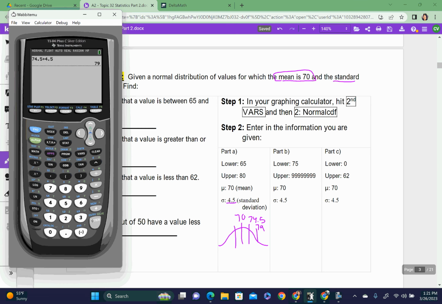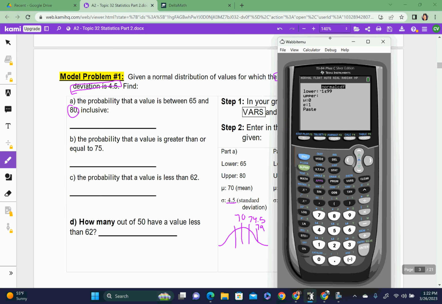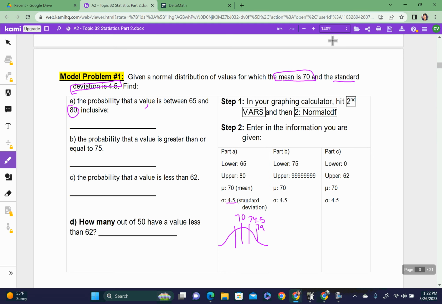And let me just show you the easiest way to do this on the calculator. You see above this vars right here in blue is distr, that stands for distribution. So we're going to hit second vars, which is distribution, and we're always going to use number 2, normalcdf. We will never use number 1, normalpdf. So let's hit number 2, and then it asks us for some information. So it says, what is the lower?